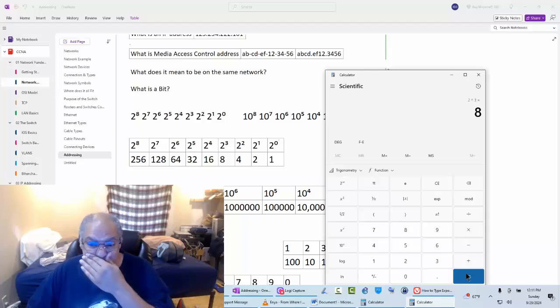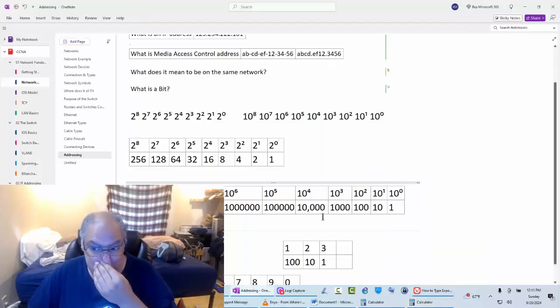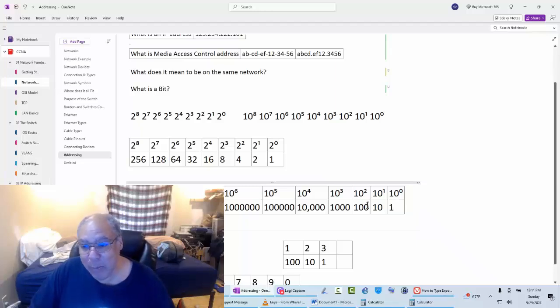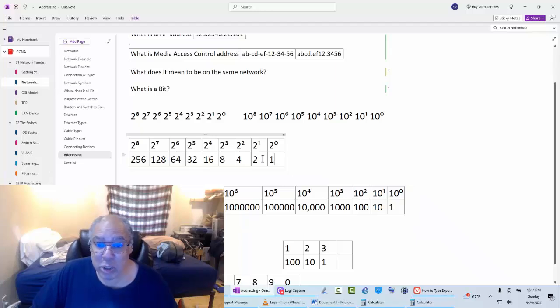Okay? Now remember, in our 10-base system, we would just add a 0 because we're doing it times the base, right? Same thing, guys. 1 times 2 is 2. 2 times 2 is 4. 4 times 2 is 8. 8 times 2 is 16. 16 times 2 is 32.